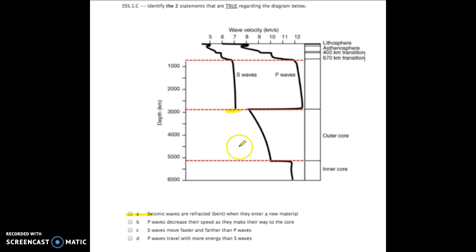Finally, it says P waves travel with more energy than S waves. I would just think of more energy as being able to travel farther, that they can do more, and that's exactly what P waves are doing. So in this case, the answers would be that seismic waves are refracted when they enter new material, and P waves travel with more energy than S waves.